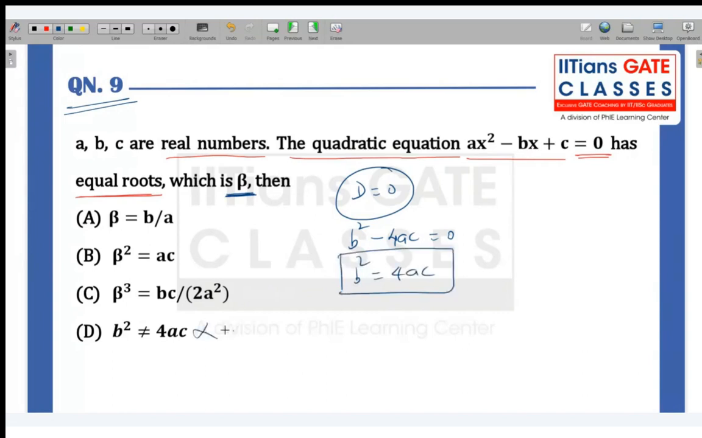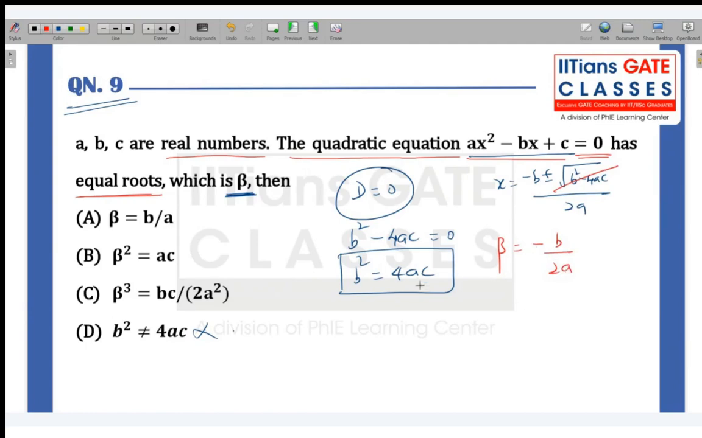And this option, okay, so you can find the roots. What is the root here? The root you can find directly from this. x equal to minus b plus minus under root b square minus 4ac by 2a, right? So this is going to be 0, right? So from here beta is going to be minus b by 2a, right? So now you can plug this.